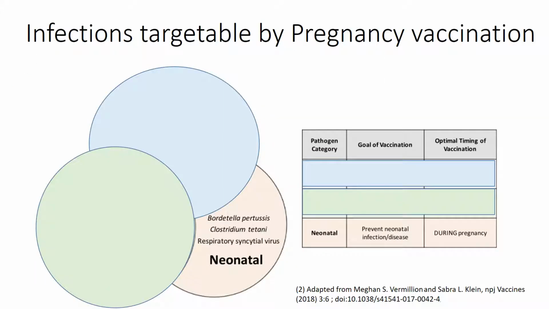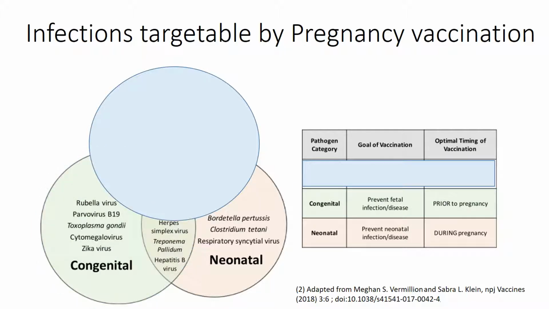Here is a recap of the different challenges. First, fetal infection can occur due to the constant communication and transfer from the mother to the fetus, like Toxoplasma gondii and Zika virus, among others. As those infections can occur at any moment of the pregnancy, the optimal timing for vaccination will be prior to pregnancy.